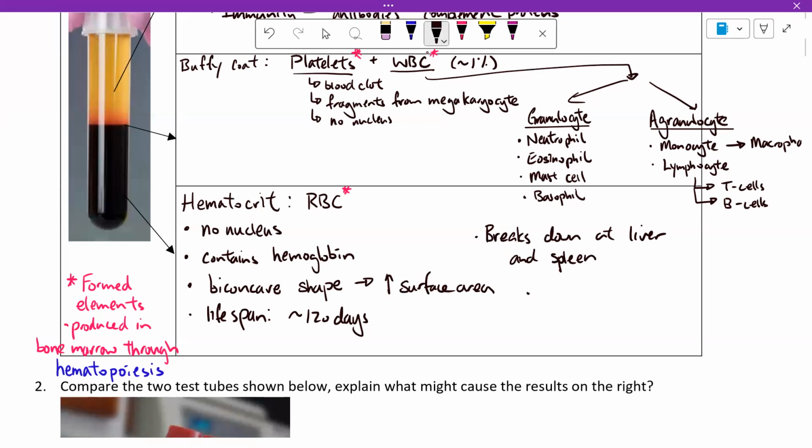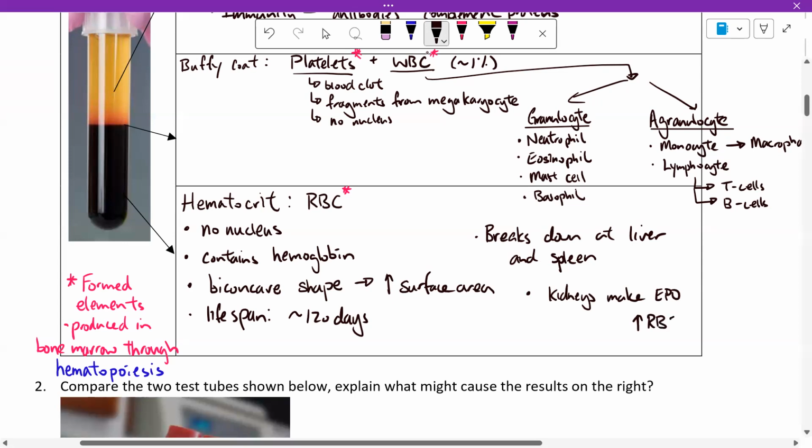We also talked about how your kidneys make EPO, right? Remember that one? EPO increases the efficiency of making the red blood cells. That's right. Increase red blood cells. That is basically what I can think of so far.